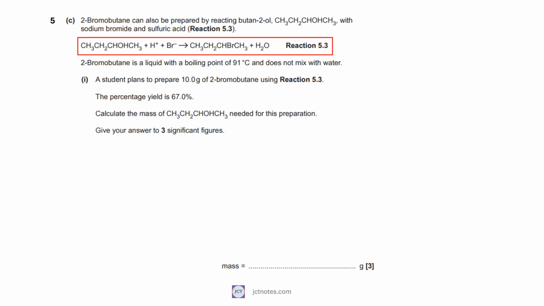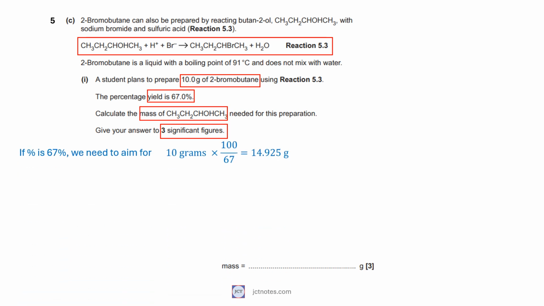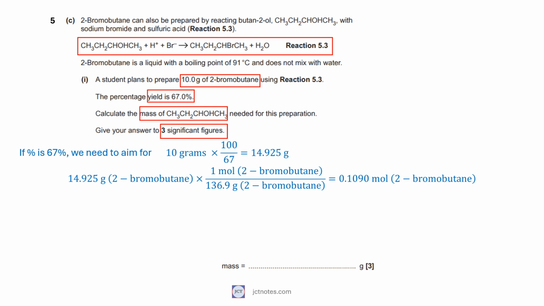In the first question, a student plans to prepare 10 grams of 2-bromobutane using this reaction. With a yield of 67%, we are asked to calculate the mass of butan-2-ol needed for this preparation, giving the answer to three significant figures. As yield is 67%, to obtain 10 grams of 2-bromobutane, we need to aim for 10 times 100 divided by 67 equals 14.925 grams of 2-bromobutane.